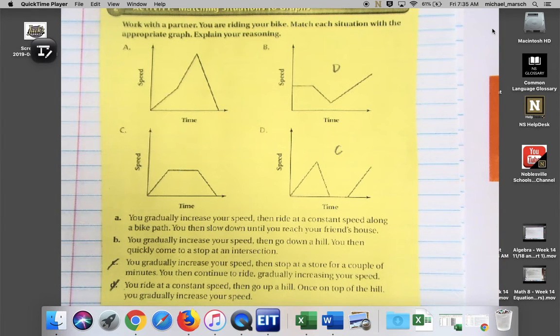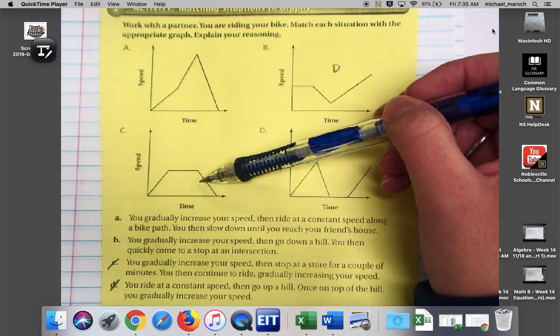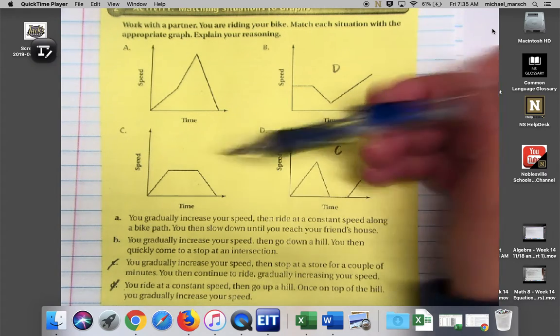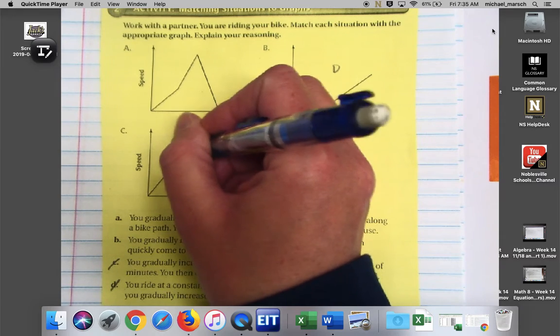Okay, so then let's look here at A. You gradually increase your speed, then ride at a constant speed along a bike path. So between these two, which one has what looks like a constant speed, where your speed does not change? Hopefully you're thinking of this graph. So this is actually A.